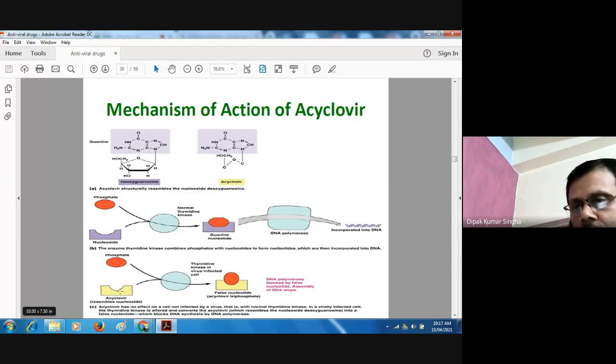So that's why they resemble each other in structure. The phosphate binds with the acyclovir, but it is not guanosine. That's why a false nucleotide is formed, whereas here the guanosine nucleotide is formed, and after that replication will start. But here the false nucleotide is formed due to binding of the phosphate with acyclovir. The normal form is not formed, so DNA polymerase will not activate and the replication will be stopped. Clear?